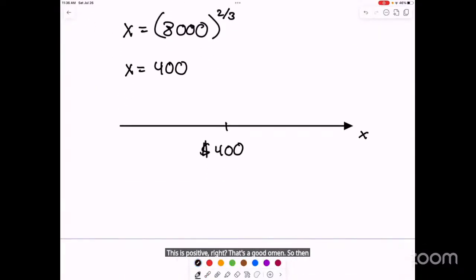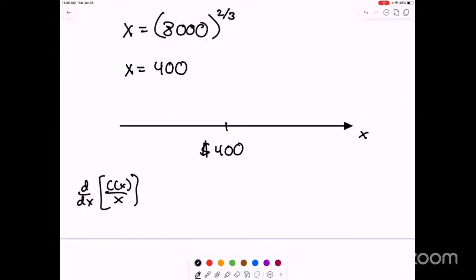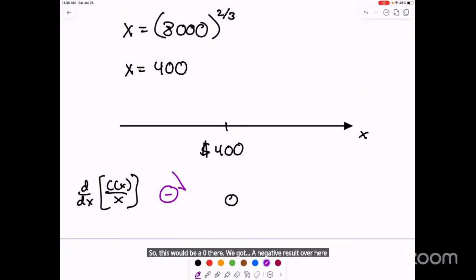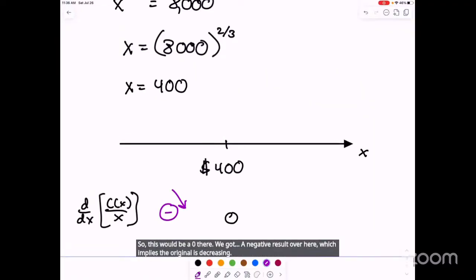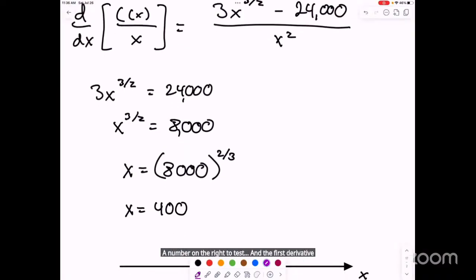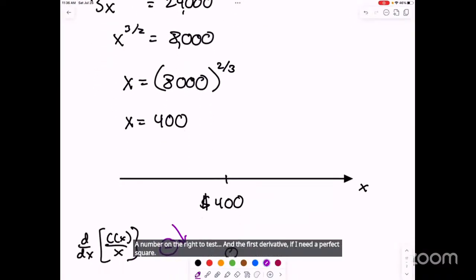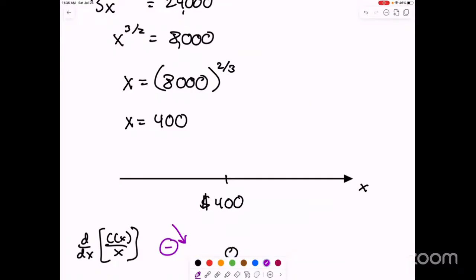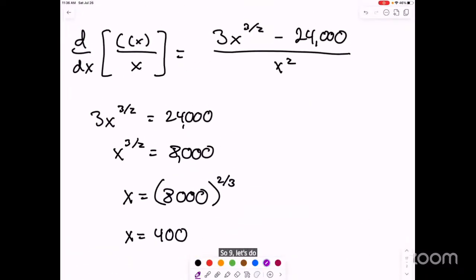So then this should be a 0 there. We got a negative result over here, which implies the original is decreasing. A number on the right to test in the first derivative. If I need a perfect square. So let's do 900.